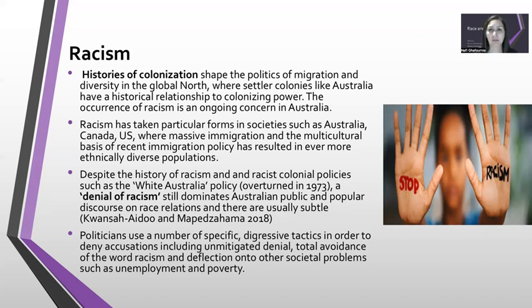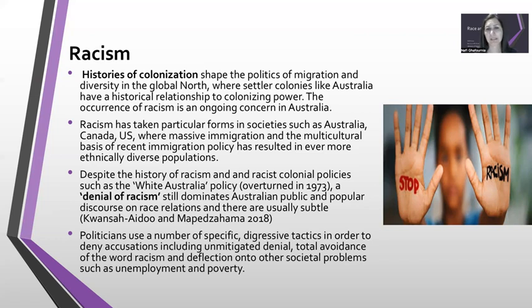So in some countries like Australia, Canada, and the US, they've got massive immigration and they've got a multicultural immigration policy. They are getting more and more ethnically diverse. So racism takes a particular form in a country like Australia, based on the diverse population.